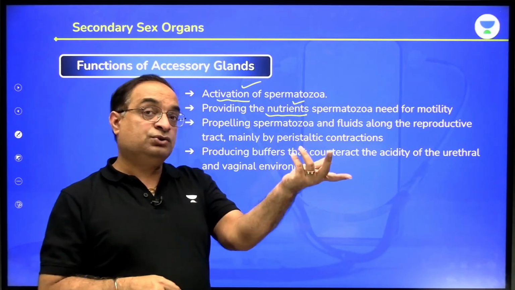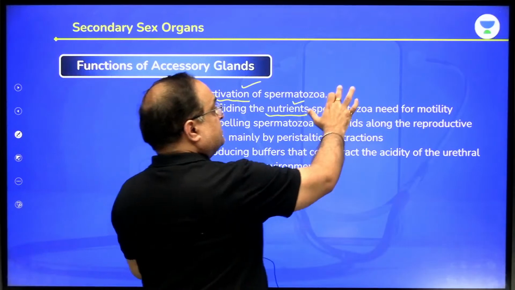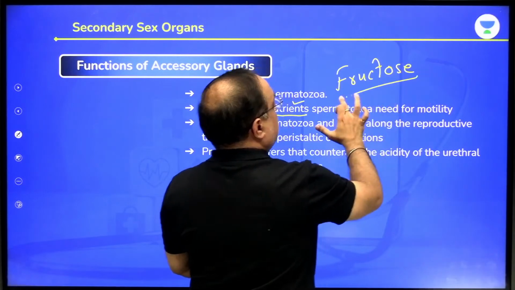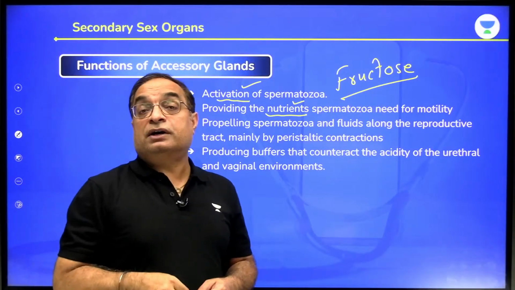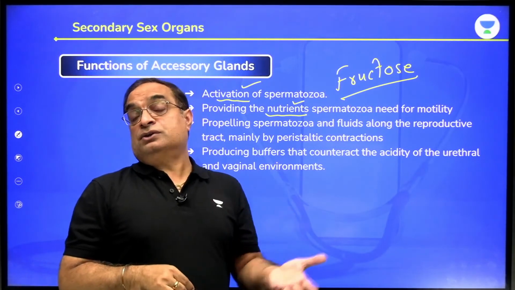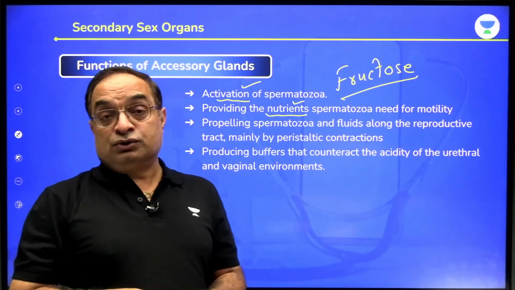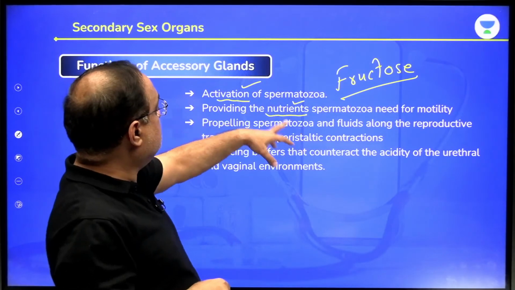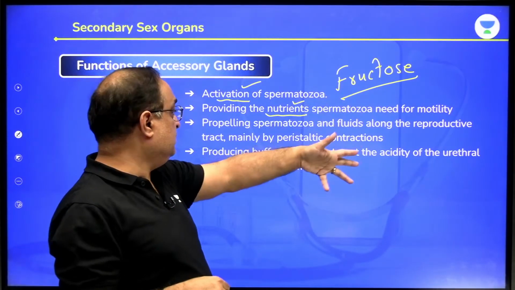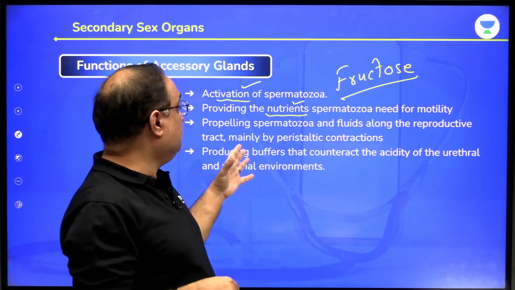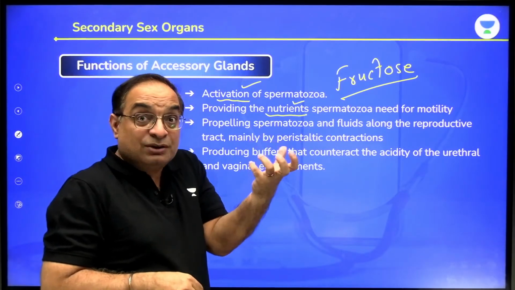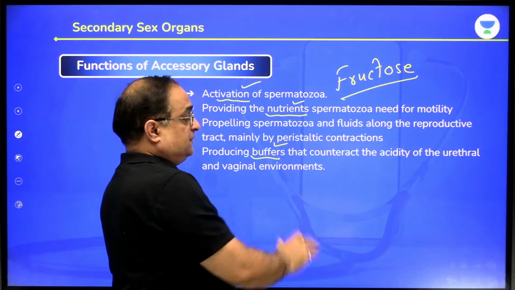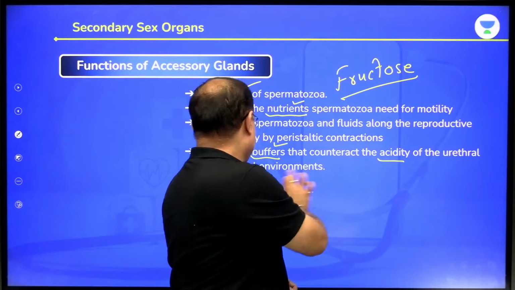Now obviously they require sugar and energy, and which sugar is used for energy by sperms? Fructose. Sperms use fructose for energy, and that fructose sugar is produced by which glands? Fructose is produced by seminal vesicles. Is that clear? So, activation of the sperms, they provide the nutrients which the spermatozoa need for motility, propelling the sperm and fluid along the reproductive tract. The glands also show peristaltic contractions. And the glands also produce buffers which counteract the acidity of the urethra and the vagina.